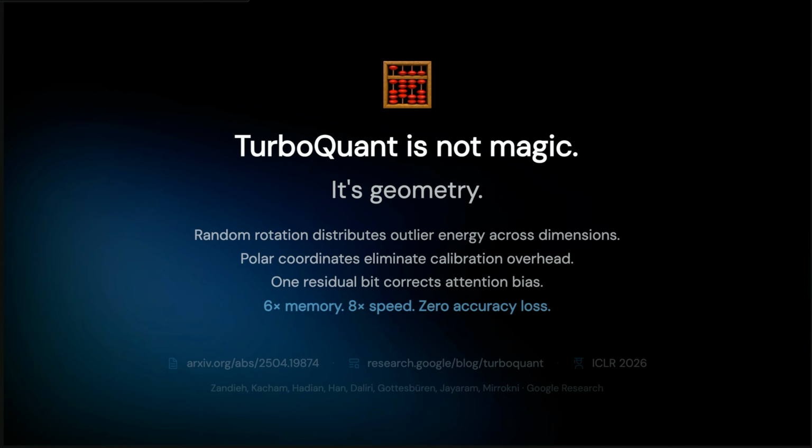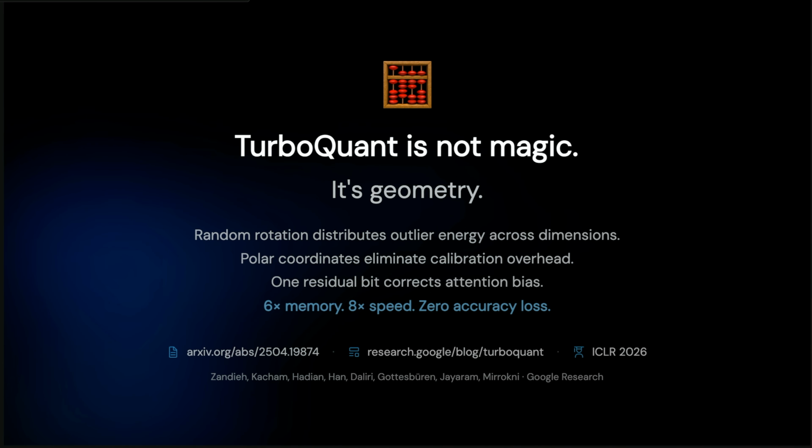And finally, we can see that TurboQuant is not magic, it's geometry. The main insight is that random rotation distributes outlier energy across dimensions. The second thing is that polar coordinates eliminate the need to store calibration overhead. And the final thing is that we store one residual bit which corrects the attention bias that we saw earlier. All these things together give us 6 times the memory, 8 times the speed, and zero accuracy loss.